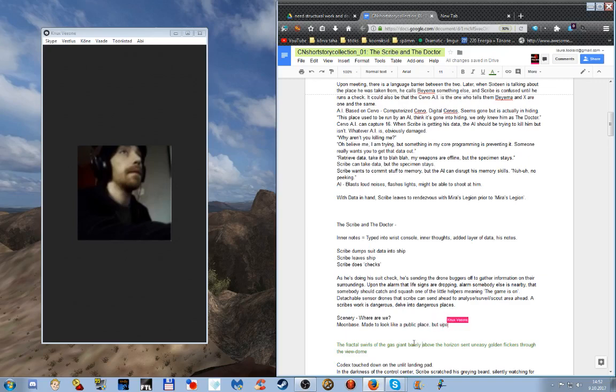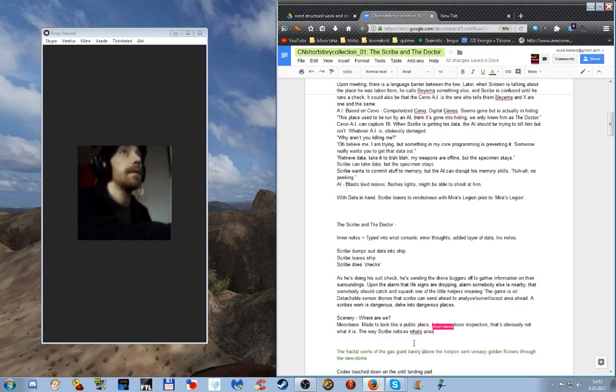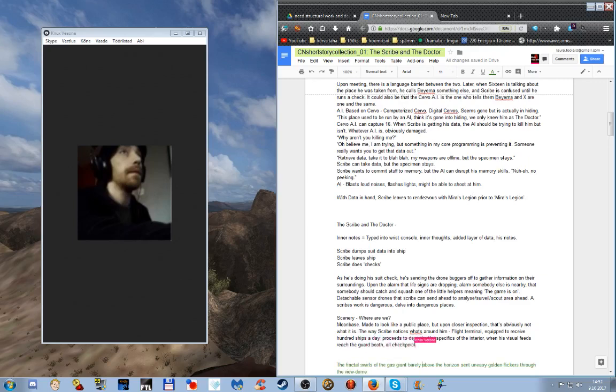Yeah, so it's like the description, or like the way Scribe notices what's around him should start off as a flight terminal equipped to receive 100 ships a day, and then proceeds to describe the specifics of the interior, and when his visual feeds reach the guard booths, it's like all checkpoints are unmanned, equipped. Hang on.